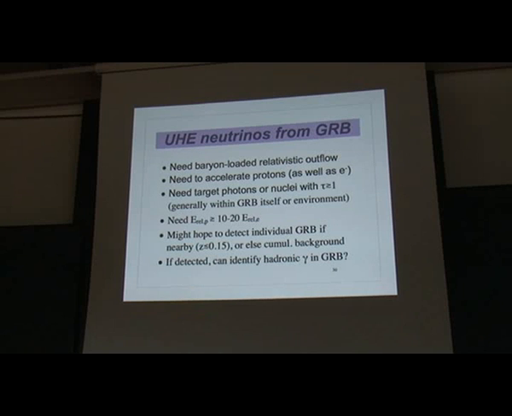Now you need to make sure you have a decent baryon load, otherwise no neutrinos, and then you need target photons or target nuclei. So the environment where you make it produces different energy neutrinos with different fluxes.